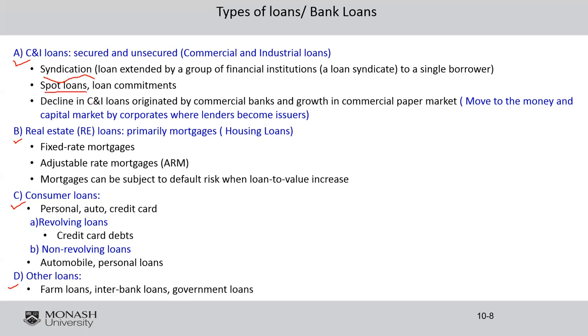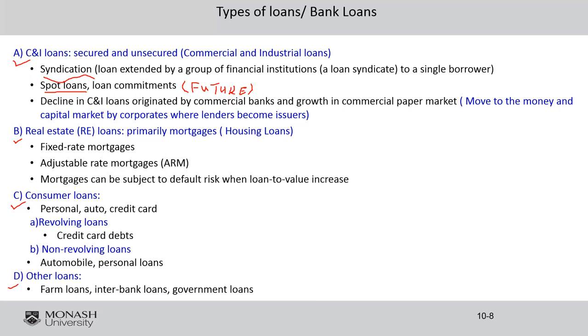Spot loans are when you go, take the loan, and sign it at the same time. And we have something called loan commitments. This is a promise. This is actually future loans. You take the contract now and you will pay it in the future. So these are future loans, but they are actually promised to be given now. So this is a future loan.